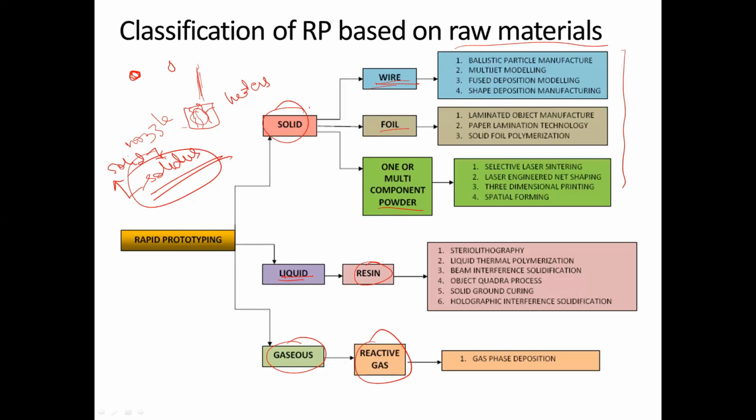So in wire category, this is what happens. The solid wire is brought onto solidus by heating, with the help of heaters, and then as it comes out of the nozzle, it comes under atmospheric condition. As it deposits, it starts to go back from solidus to solid. So this is how the mechanism of wire works.